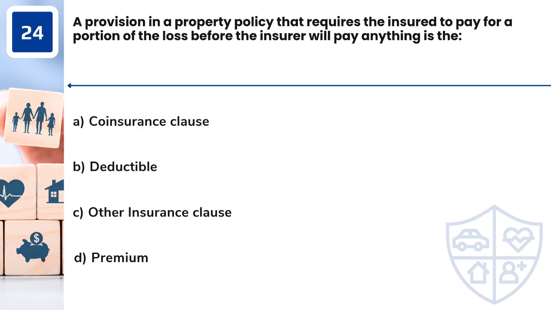Question 24. A provision in a property policy that requires the insured to pay for a portion of the loss before the insurer will pay anything is the A. Coinsurance clause. B. Deductible. C. Other insurance clause. D. Premium.